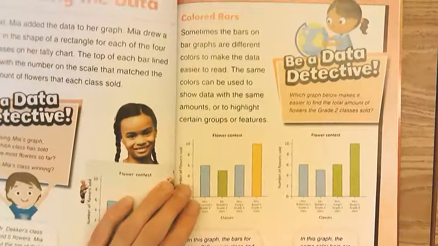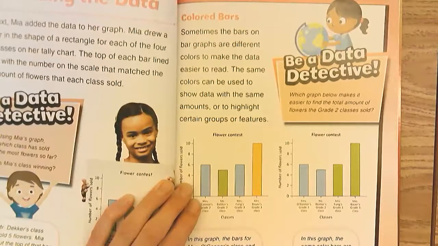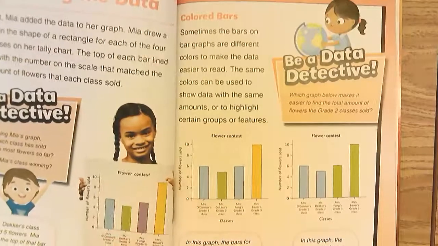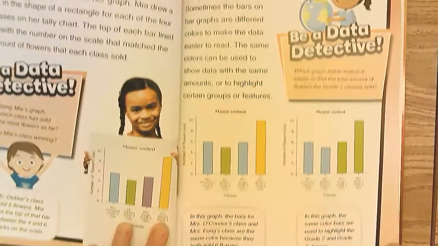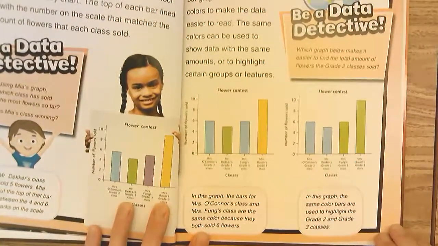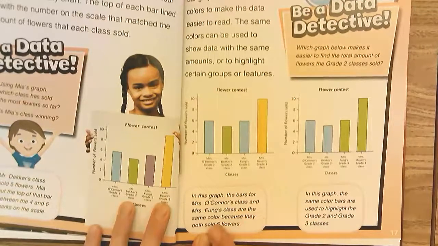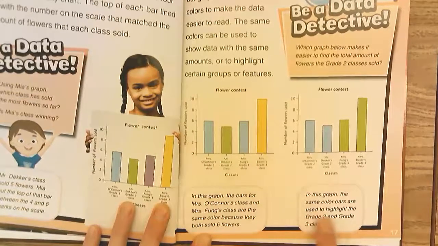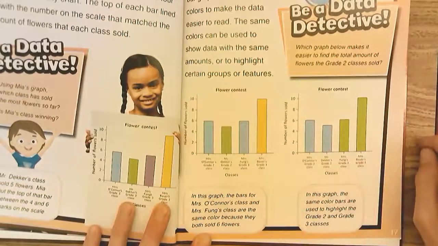Colored bars. Sometimes the bars on bar graphs are different colors to make the data easier to read. The same colors can be used to show data with the same amounts or to highlight certain groups or features. So in this graph, the bars for Mrs. O'Connor's class and Mrs. Funk's class are the same color because they both sold 6 flowers. In this graph, the same color bars are used to highlight the grade 2 and grade 3 classes. So grade 2 are in blue, grade 3 are in green.